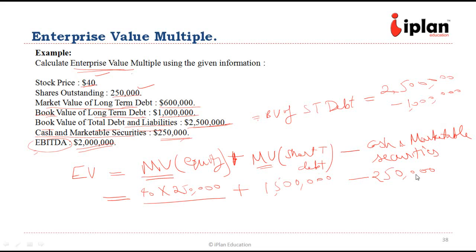So the first number is 10 million plus 1.5 million minus 0.25 million. So we have $11.25 million. This is our enterprise value. If we divide by EBITDA of 2 million, we get the ratio.